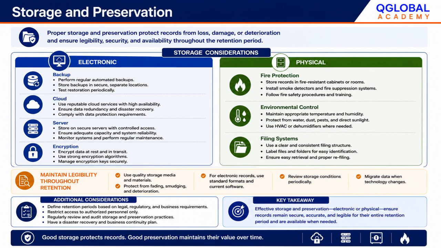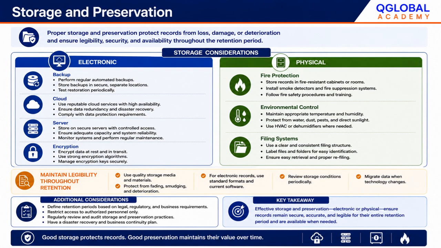Moving to physical storage considerations, the first focus area is fire protection. Physical records should be stored in fire-resistant cabinets or rooms. Environmental control is another important factor. Records must be protected from water, dust, pests, and direct sunlight.